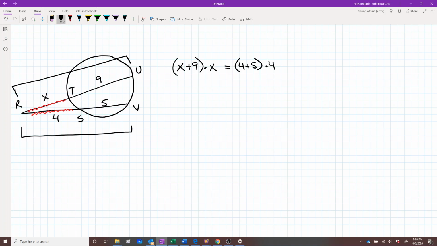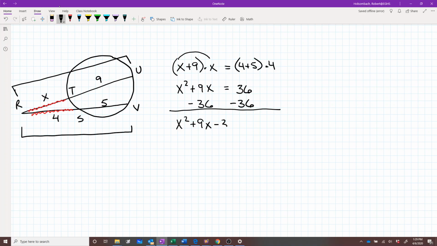So here's what we've got. On the left hand side now we have to distribute. We've got x times x, which is x squared, and we've got 9 times x, which is 9x. On the right hand side, our 4 plus 5 is 9 times 4 is 36. So we're going to end up with a trinomial here because we're going to subtract 36 from each side. And what we're left with is x squared plus 9x minus 36 being equal to 0. And I know you all remember it. You'll be using the quadratic formula today and tomorrow and on your quiz to solve these trinomials so that you can determine these secant segment lengths.